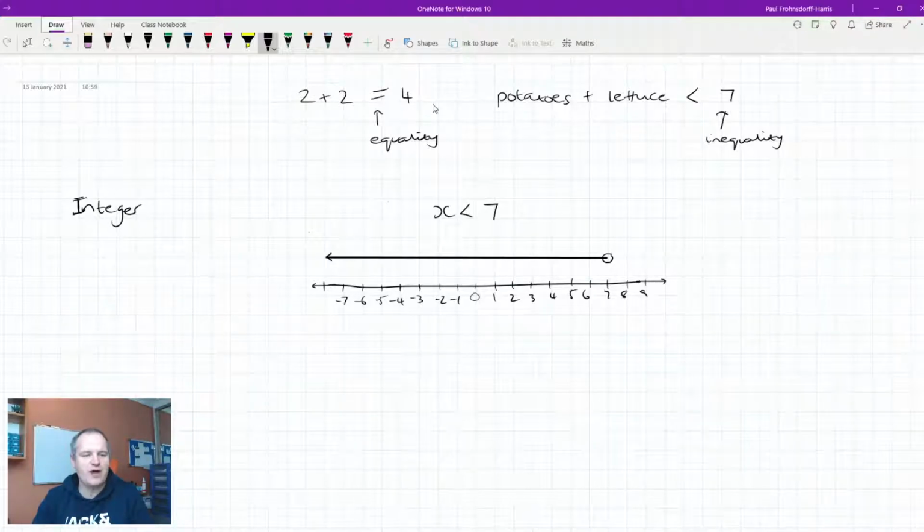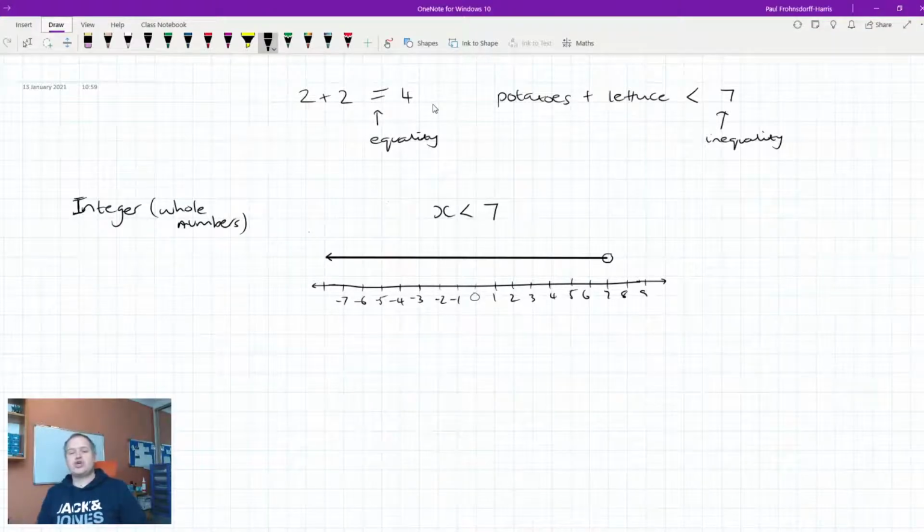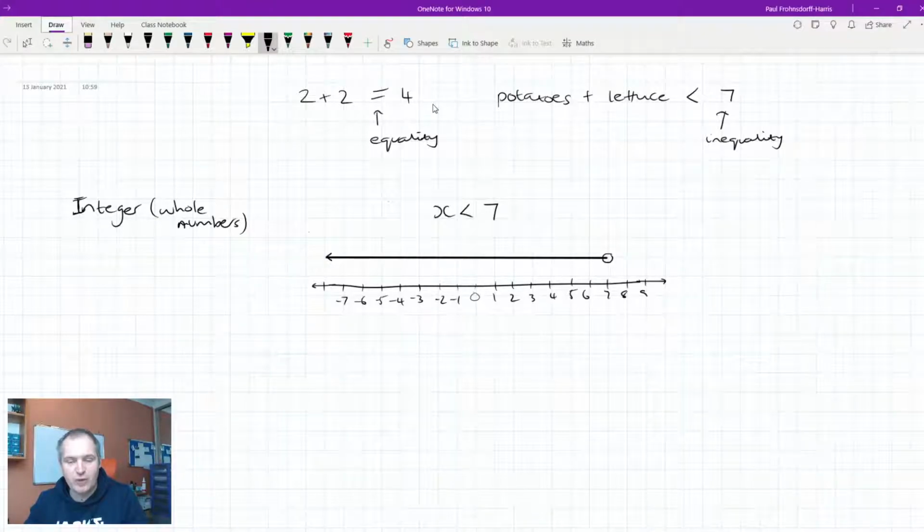The integers are the whole numbers. So if someone said to me, "Excuse me, Mr. Harris, what are the integers that fit this inequality?" We'd say, well, first of all, let's just use normal words. What whole numbers are less than 7? Okay, well, we've got 6, 5, 4, 3, and we could carry on counting down forever.